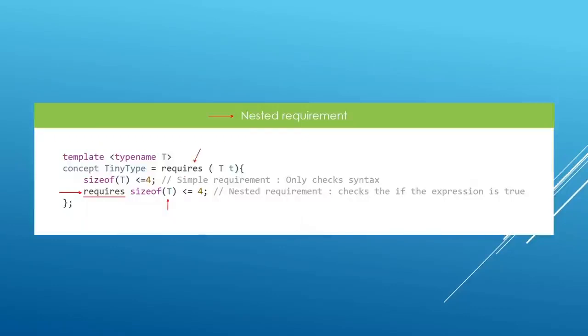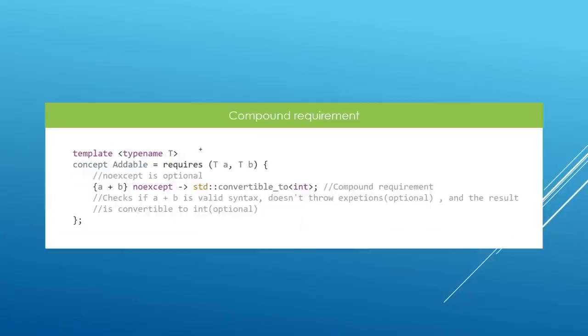And this is how you can use nested requirements to enforce for some expressions to be true in your requires clause. Another kind of requirement you can set up for your concept is the compound requirement. This is going to allow you to check if something doesn't throw an exception. You can do that using the noexcept keyword, but we're not going to use this now because this is not in scope for what we can do at this point in the course.